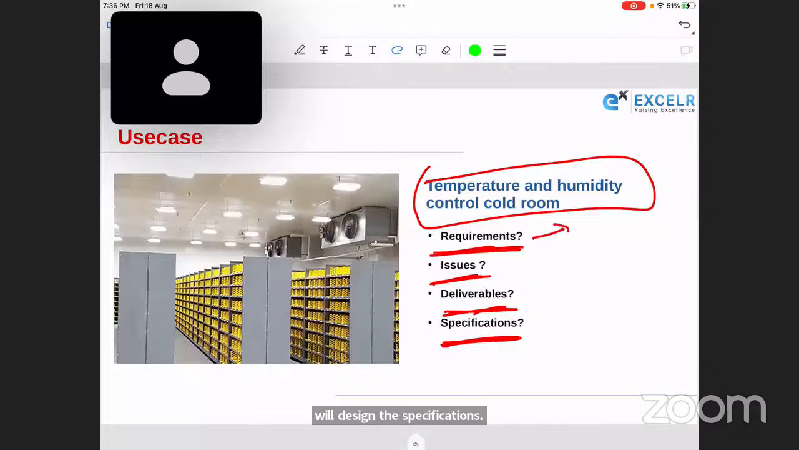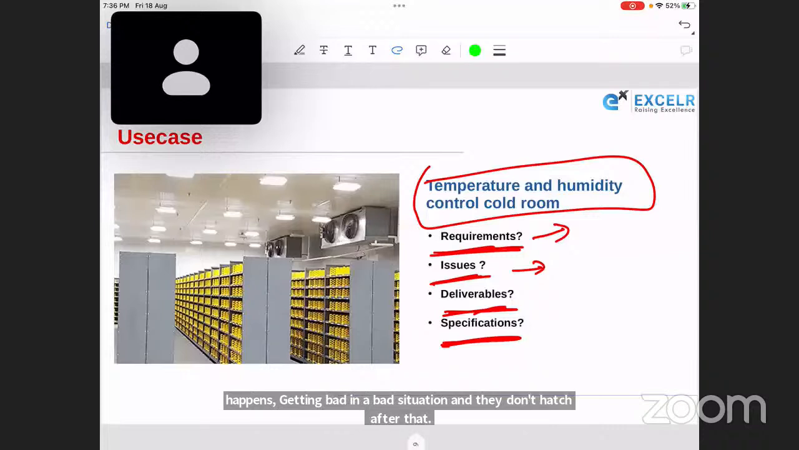First, we'll talk about the issue. We don't understand what time my temperature goes down because we don't have continuous monitoring. There's no person who's continuously monitoring the temperature and humidity of the cold room. The machine is already automated, but still sometimes it goes bad and we don't get that. Because of that, my eggs are getting spoiled in a bad situation and they don't hatch after that. So I get a lower hatchability rate, and I'm incurring a loss.